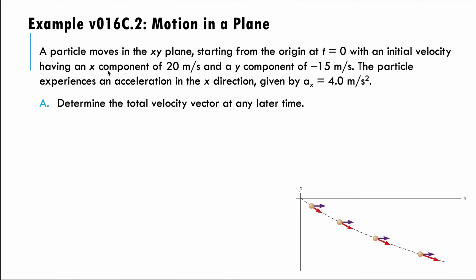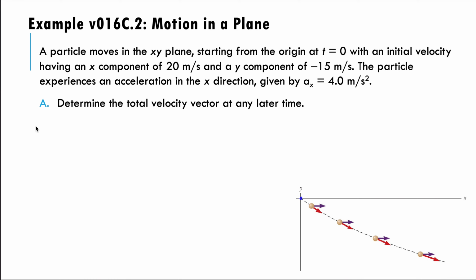This is also a two-dimensional problem, but if you have a three-dimensional problem, it works the same way. You just add that z direction. Problem says a particle moves in the xy plane, and we can see the path of the particle here. Starts from the origin at time 0, with an initial velocity having an x component of 20 meters per second, y component of negative 15 meters per second. And then we are given the acceleration, which is only in the x direction.